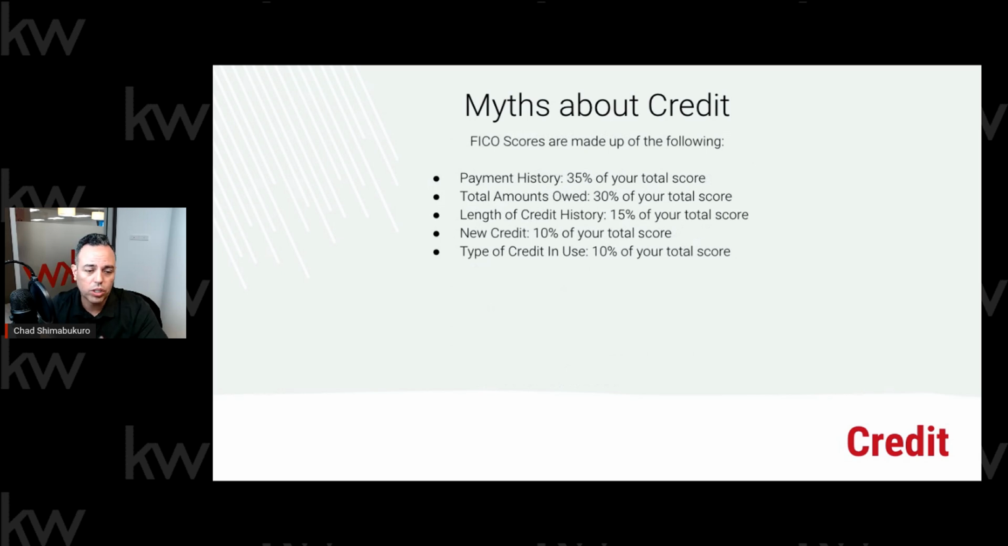Some other things which I thought were interesting: FICO scores are made up of a percentage of these factors. So 35% of that FICO score is made up of your payment history. Obviously, that's self-explanatory. That's if you're paying on time and the duration of that. 30% of it is the total amount that you owe.